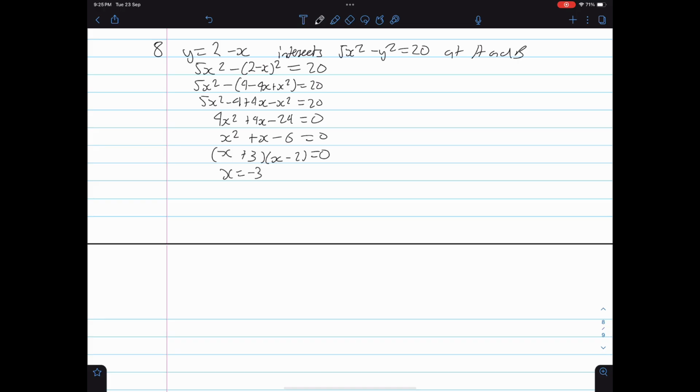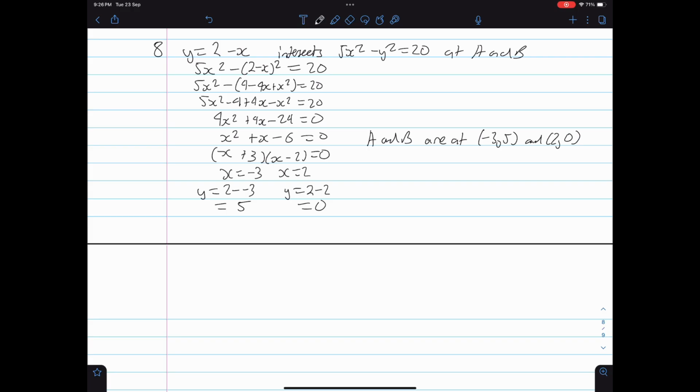And so x will either equal minus 3 or 2. And then we just do y equals 2 minus minus 3, which is just 5. Or it can equal 2 minus 2, which is 0. So A and B are at minus 3, 5, and 2, 0.